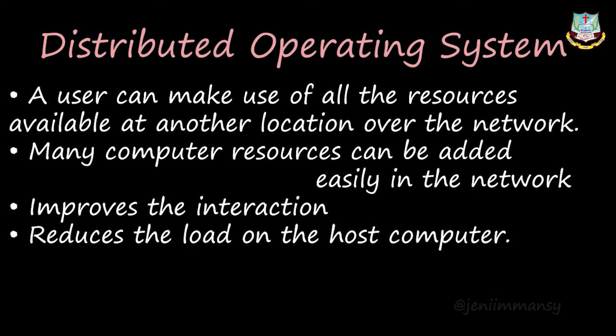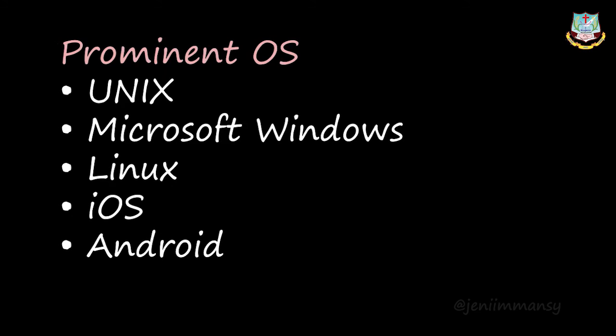Okay, and the next and last topic in this chapter is prominent operating systems. The prominent operating systems are Unix, Linux, Microsoft Windows, iOS, Android. Prominent means just important operating systems. The mainly used operating systems are Unix, Linux, Microsoft Windows, iOS, and Android, right?